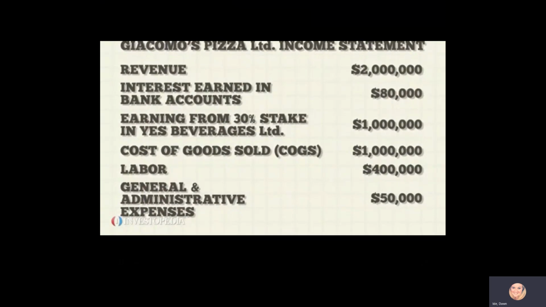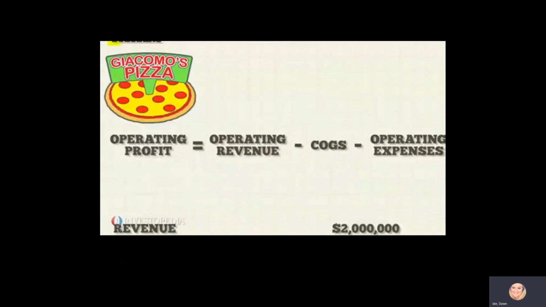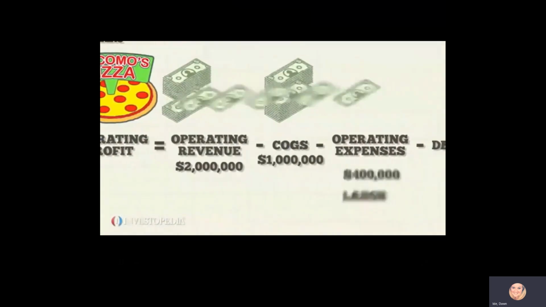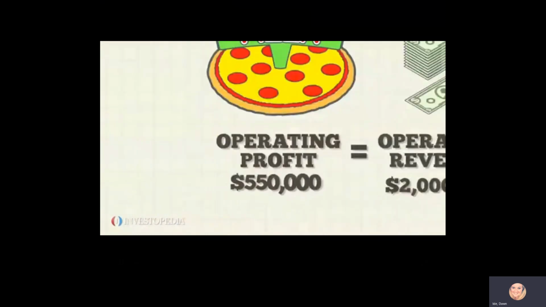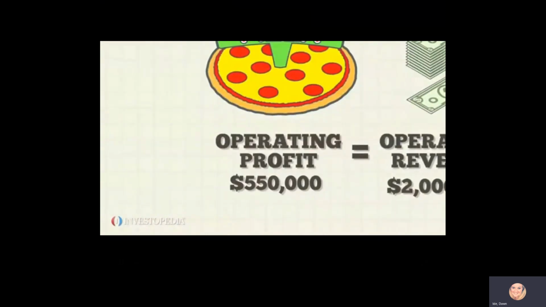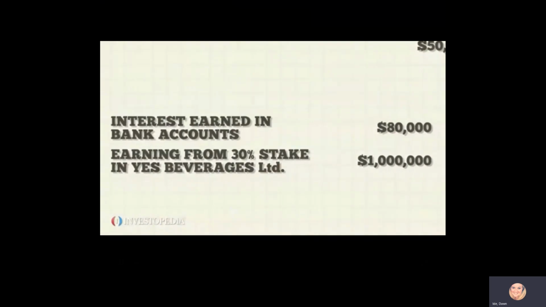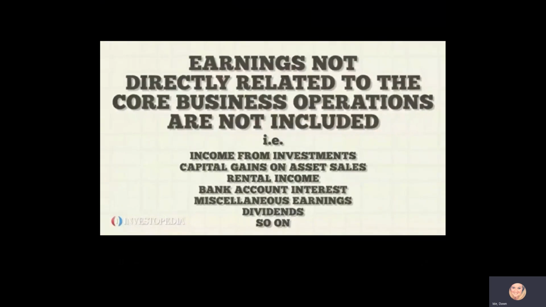Based on the information, the operating profit for Giacomo's Pizza will be operating profit equal $2 million minus $1 million minus $400,000 minus $50,000 equal $550,000. The sum of $80,000 and $1 million is not included because it is income from investments, not from selling pizzas.